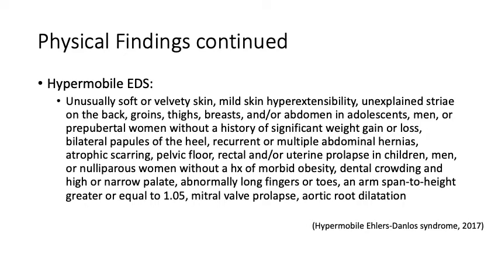Hypermobile EDS is considered the mildest form of EDS, and it's characterized by joint hypermobility. You see symptoms such as soft, smooth, and fragile skin, hypermobile joints, frequent joint dislocations, scoliosis, and osteoarthritis.